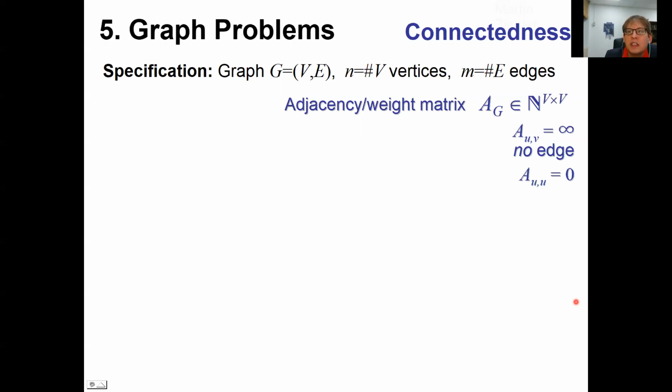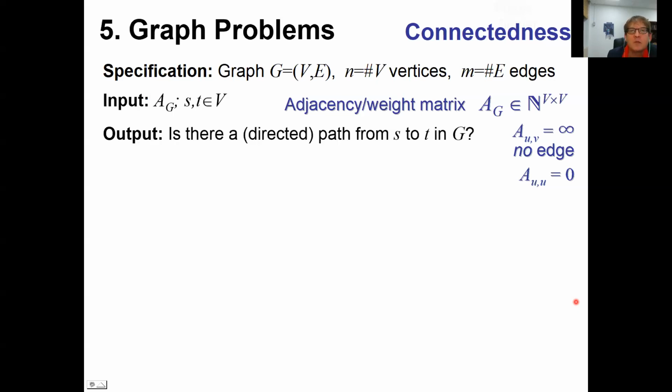Here we consider the adjacency matrices with value 0 and infinity. You can also say value 0 and value 1, where infinity means no edge, and 0 means an edge is present. And we also put a 0 at the diagonal to indicate the absence of a loop. Then the question is, given such a graph and two vertices of that graph, S and T, source and target, start and end, is there a path from S to T in the graph?